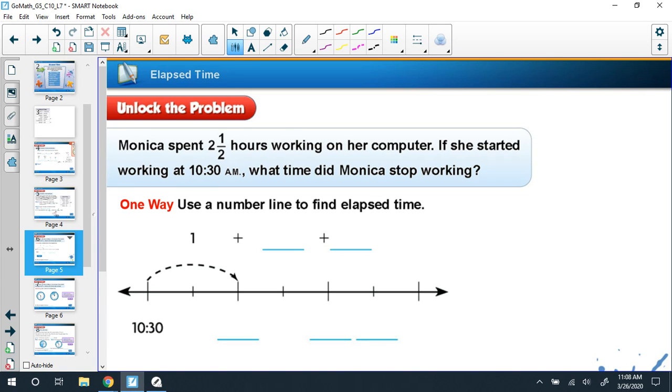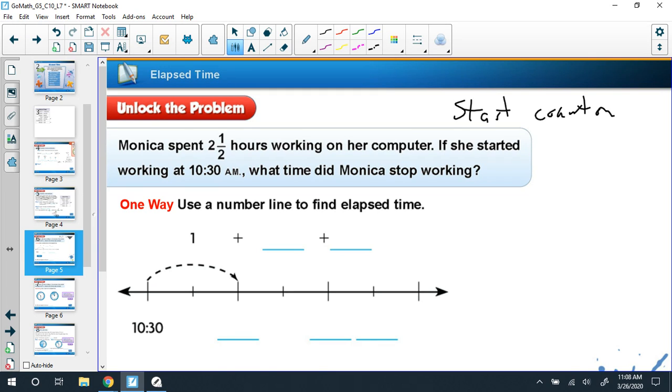One way that we can do this is we can use a number line to help us to figure out elapsed time. This problem says that Monica spent 2.5 hours working on her computer. She started at 10:30. What time does she stop? So one thing that I'm going to take a quick minute to note is that if we are given a start time and given an elapsed time, then that means that we are going to count on in order to be able to find our finish time.